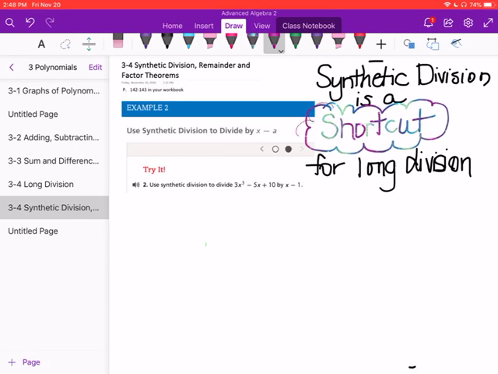Yay for shortcuts. Now, the thing about shortcuts, they don't work for everything, but we will use them whenever we can. You can use something called synthetic division as a shortcut for long division if you're dividing by a binomial in this form x minus a, where the x is to the first power, and it's x either minus a constant or x plus a constant.